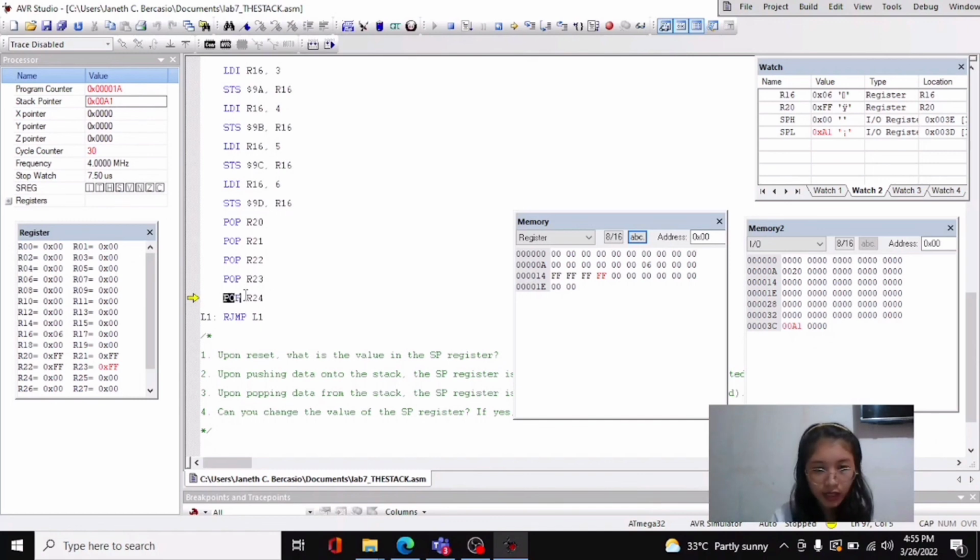To process the last line, we pop R24, R24 became FF in hex, and our stack pointer was again incremented by 1. That resulted in 0082 hex. So that's for Activity 2.